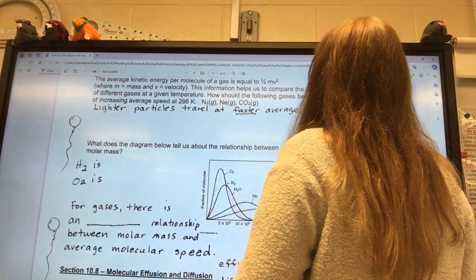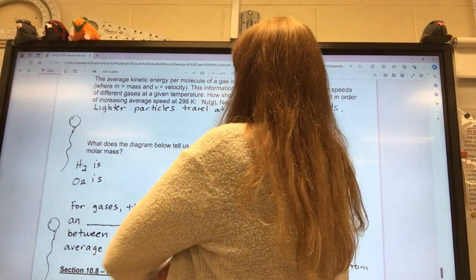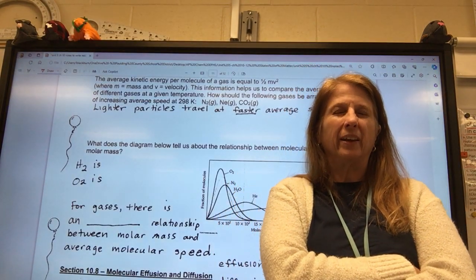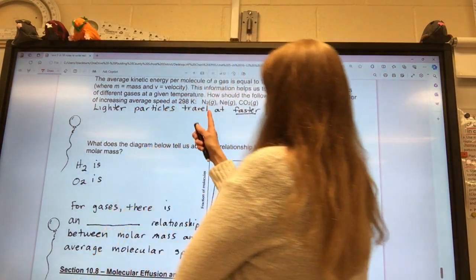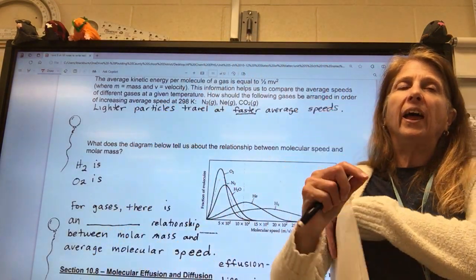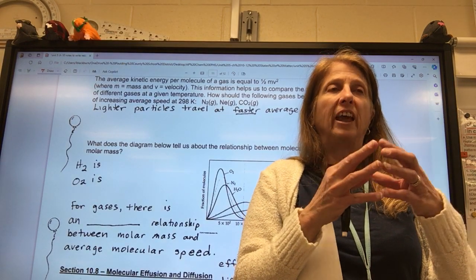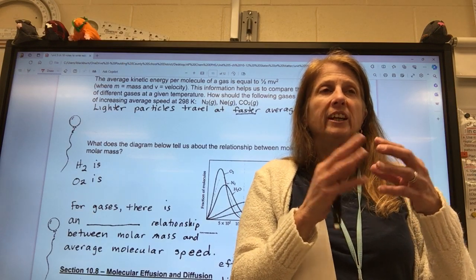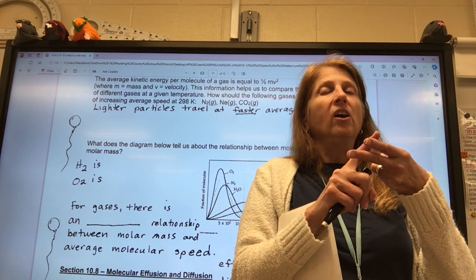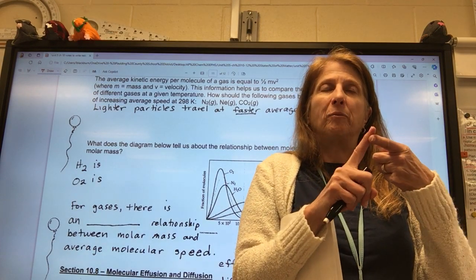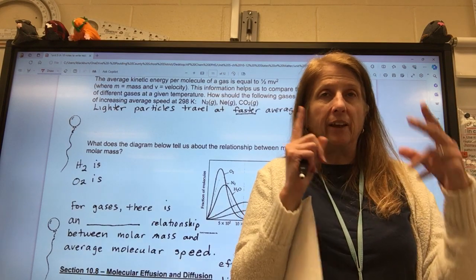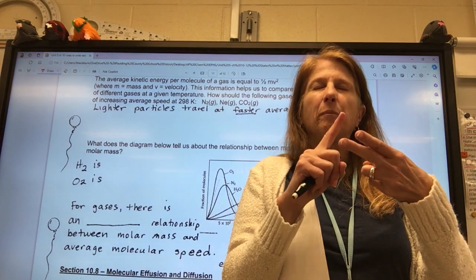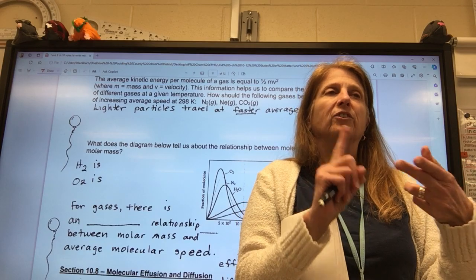How should the following gases be arranged in order of increasing average speed at 298 Kelvin? Okay, this is what you've got to get in your head. This is the big thing to remember: lighter particles travel at faster average speeds. They all have the same average kinetic energy because they're at the same temperature. But the kinetic energy is made out of speed and mass. So the little ones have to move faster to make up for the fact that they're lighter. Can you get that in your brain? Little ones move faster, big ones move slower, but they are at the same temperature. They have the same average kinetic energy.